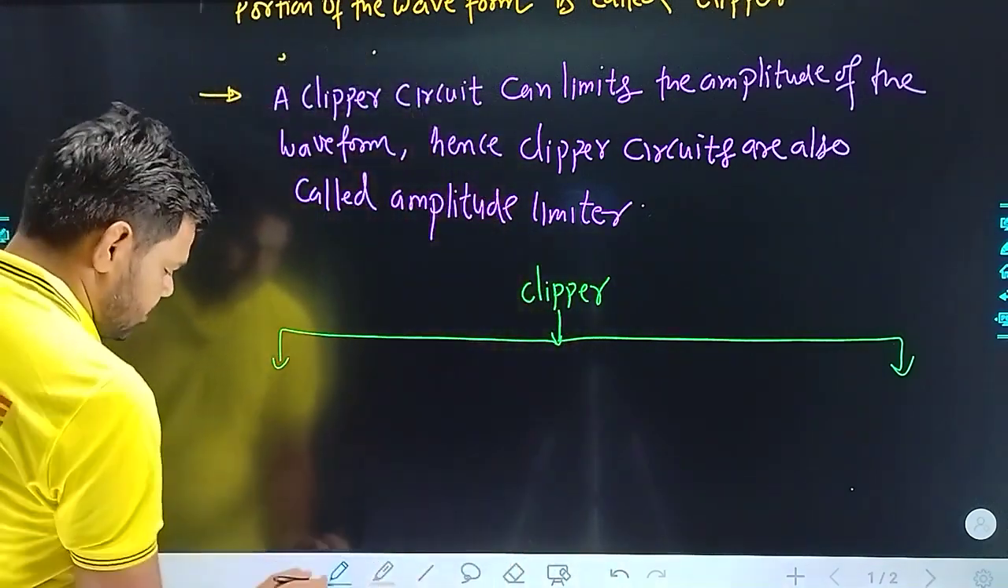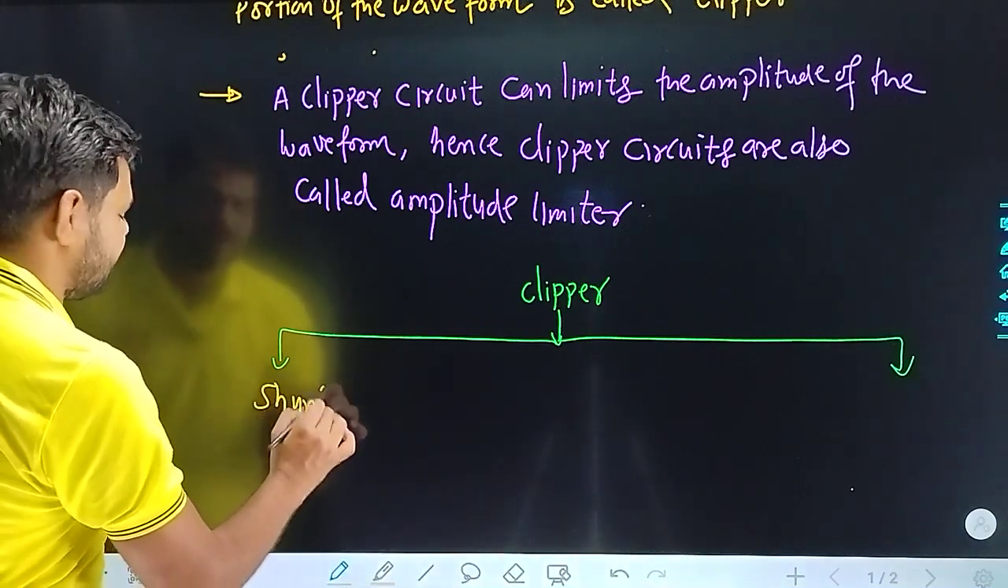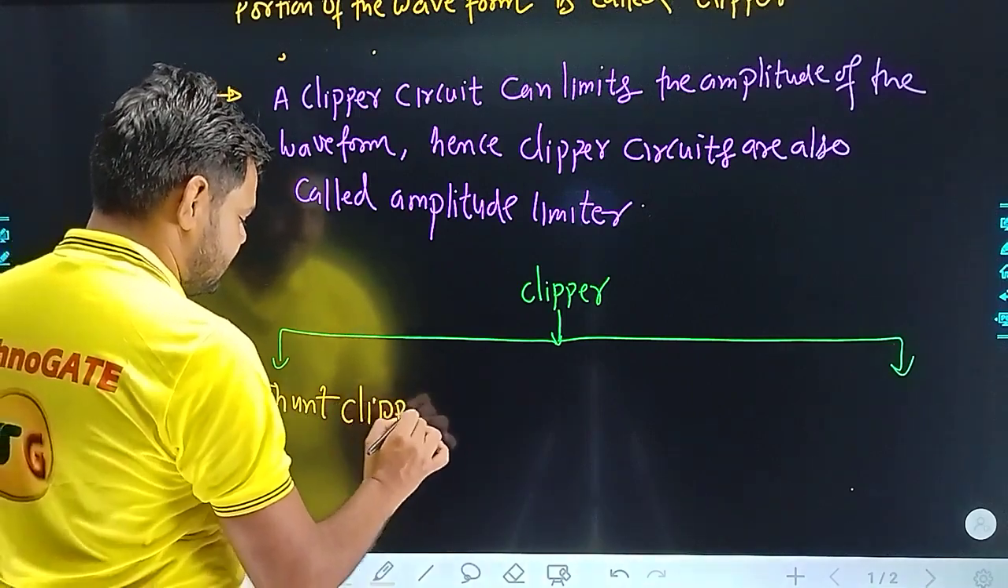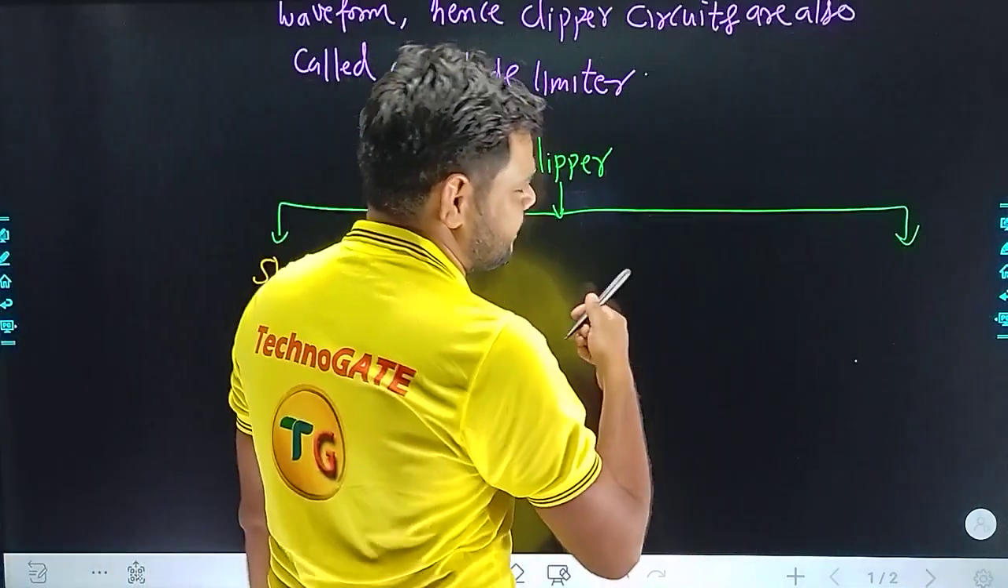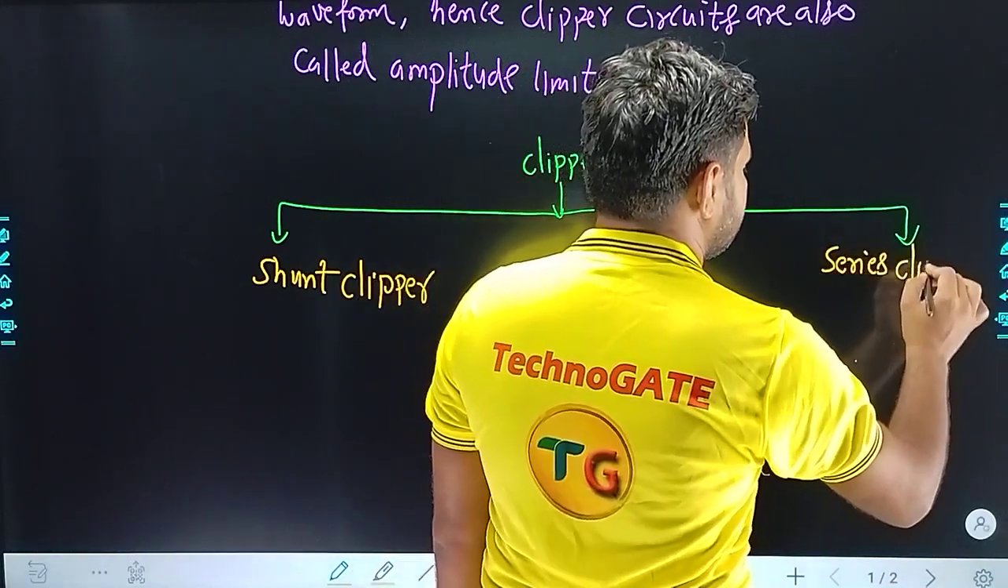So there are two categories, guys. One is the shunt clipper, another is the series clipper.